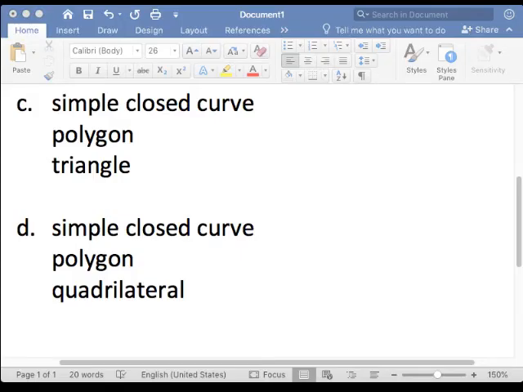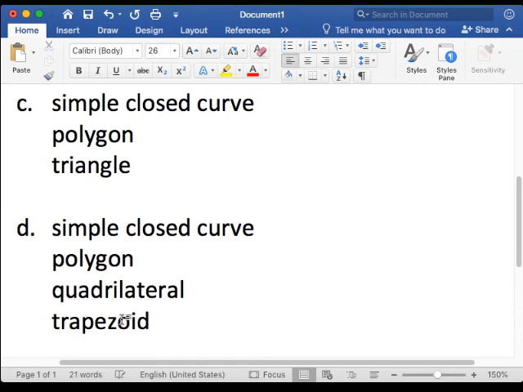But it can be, let's see, is it a rhombus? 4 equal sides? Nope, but it can be a trapezoid, right? Because it only has 2 parallel sides. So there's trapezoid.